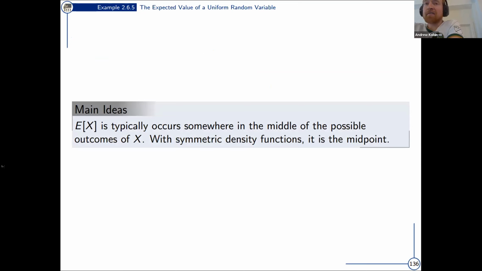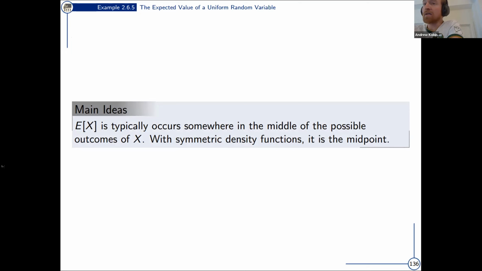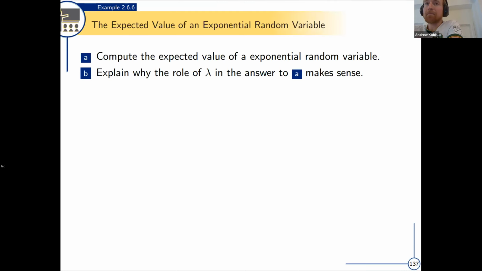If you do this exercise, one takeaway you'll see is that the expected value typically occurs somewhere in the middle of the possible outcomes of the random variable. When the density function is symmetric, this is a spoiler for the previous example, this is actually the midpoint. So if you haven't done the example yet, when you do the uniform expected value computation, you should get the midpoint of the interval as your answer. So that gives you something to go verify for yourself.